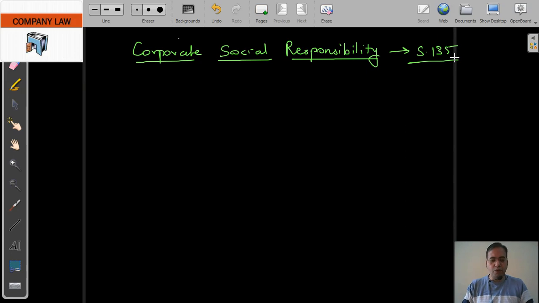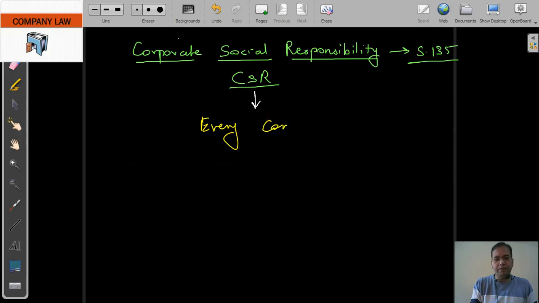So let's begin with the provisions of corporate social responsibility. It has the corresponding rules as well. So CSR: first, to whom is this particular concept mandatory? It is mandatory for every company. Okay, there is a threshold given for the companies.